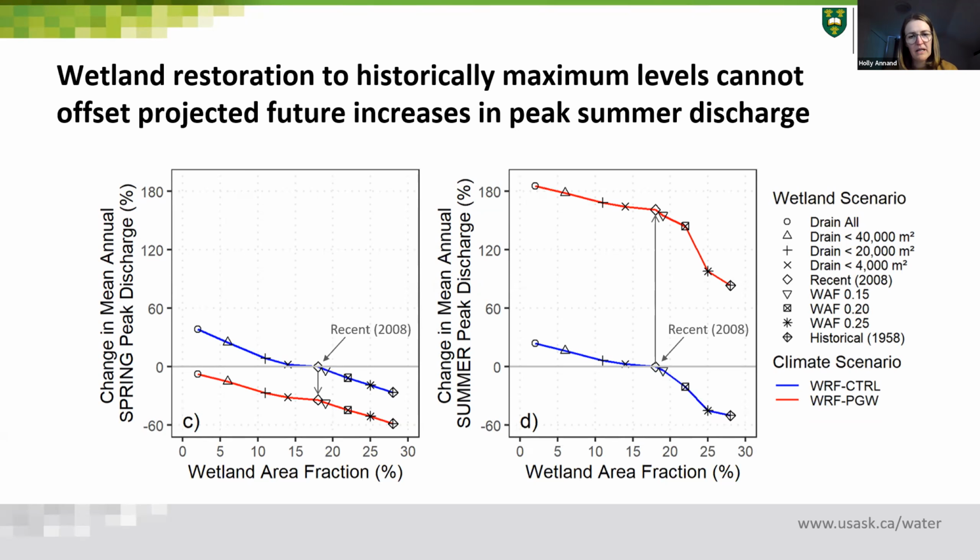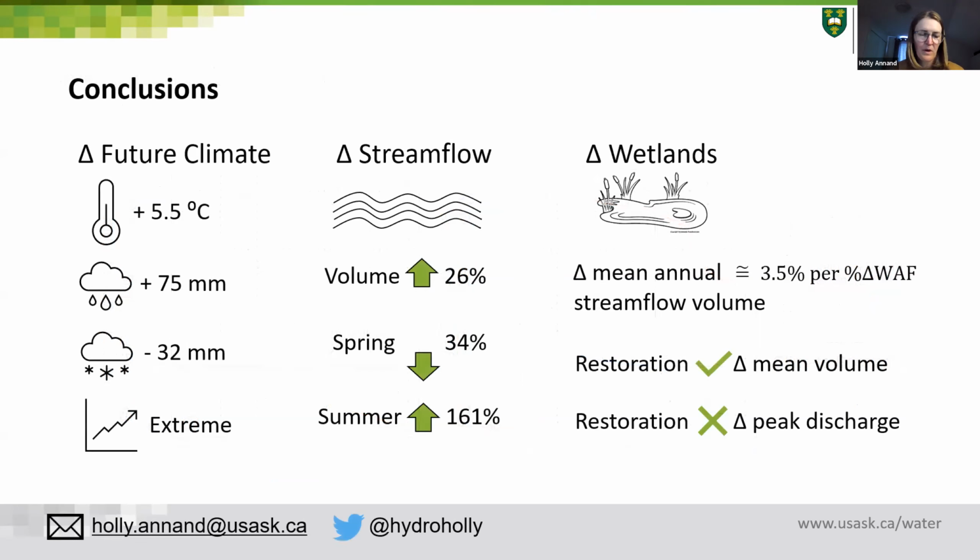here in the summer peak period or peak discharge, indicating that full restoration was not enough to offset changes in peak summer discharge. And so there will need to be other emergency management strategies developed, maybe to help deal with infrastructure damage or the other kinds of things that can result from extreme projected summer precipitation in Saskatchewan, or the prairies in general, I suppose.